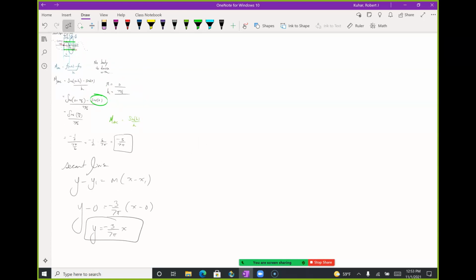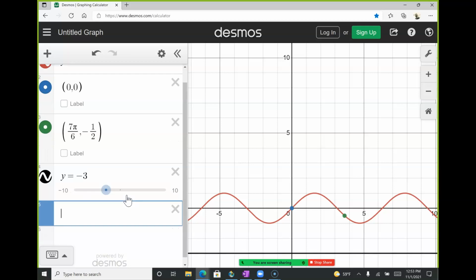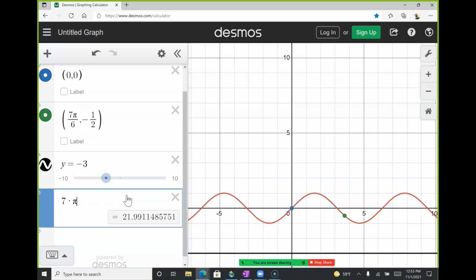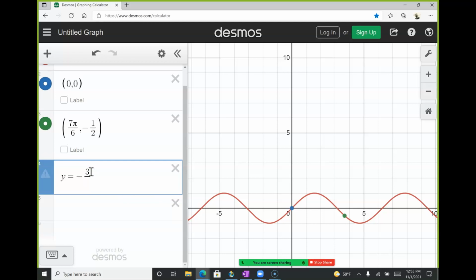So let's take a look at Desmos here, right? I've got my 2 points. I want to see that my secant line crosses both, right? So what did I get? Y equals negative... what was my slope? -3 on 7 pi, I think. Yes, thank you. -3 divided by 7 pi, right, times x. And there's my secant line.